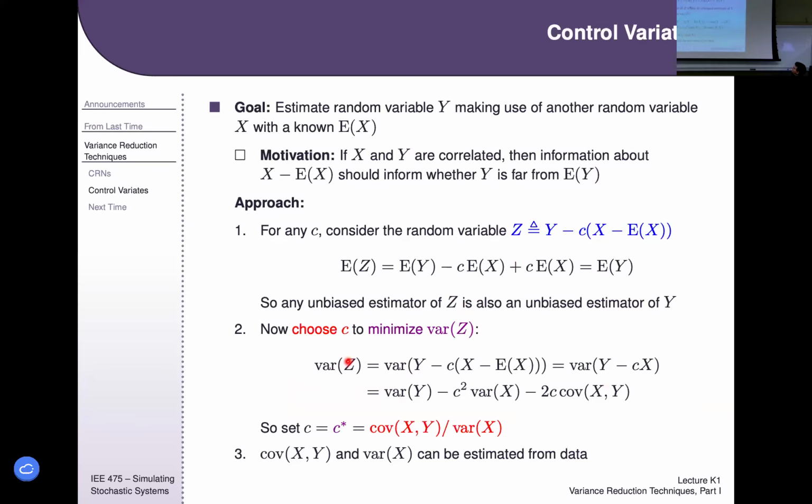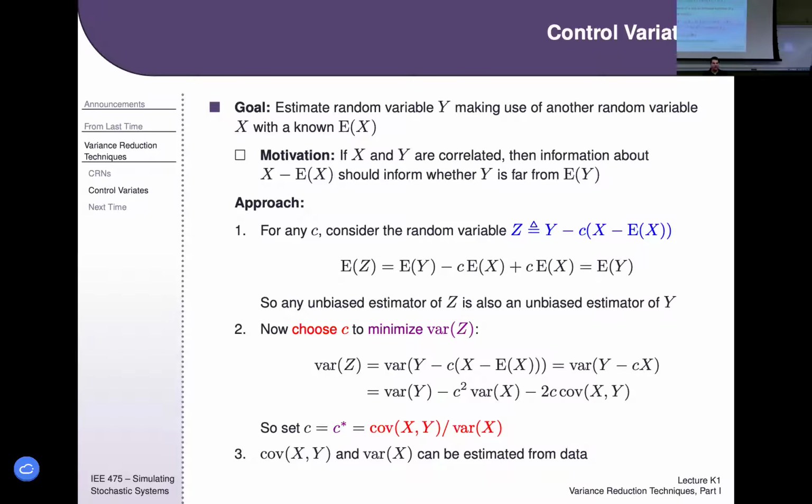If I calculate the variance of my control variate, you work through the probability math, you get this expression here. And with this expression, I want to minimize the variance in Z. So I'm going to take the partial derivative of this with respect to c and see what comes out. And I get this expression. It says c is the covariance of X and Y, which is how well they correlate, divided by the variance of X.